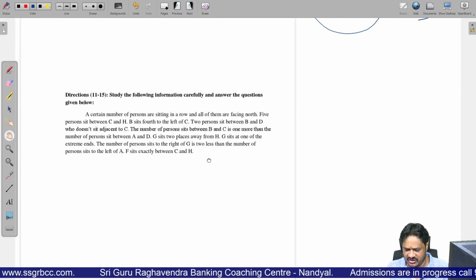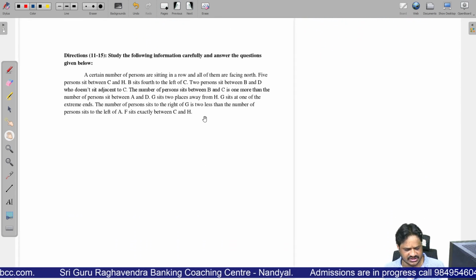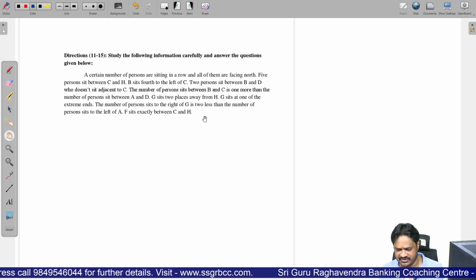Study the following information carefully, then answer the questions. A certain number of persons are sitting in a row. All of them are facing north. 5 persons are there between C and H. B sits fourth to the left of C. 2 persons are there between B and D, who is not adjacent to C. The number of persons sitting between B and C is 1 more than the number of persons between A and D.